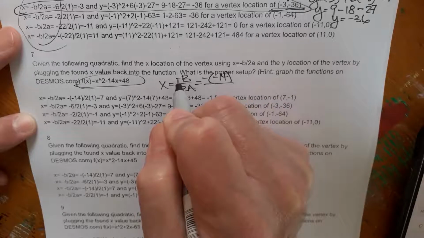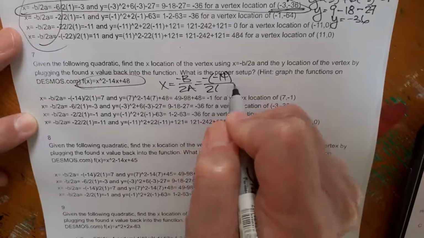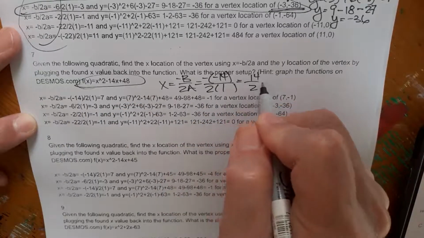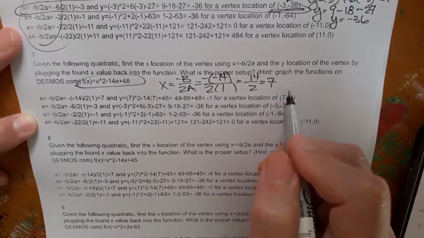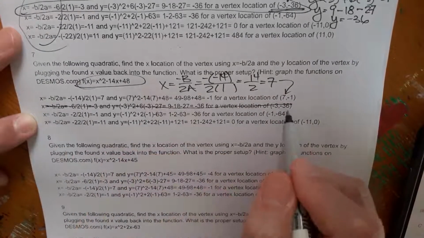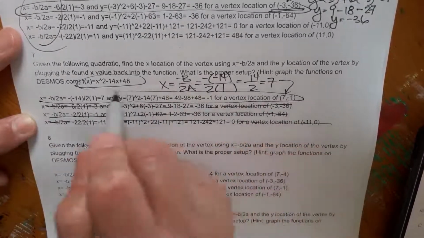Why is there a negative 2? Because there's a negative in the formula for the x value of the vertex. 2 times a, what's a? 1. This becomes positive 14 all over 2, which becomes 7. I know the x value of the vertex is 7. There's no other options here. That one's out, and that one's out. I've already answered this, even without going the distance.